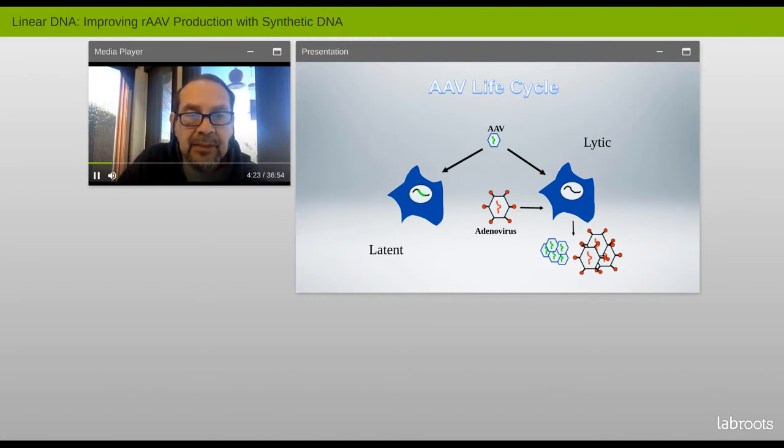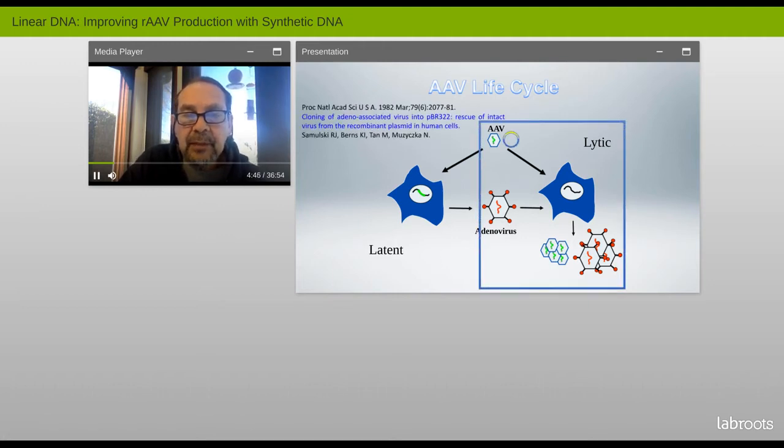However, if AAV infected a cell in the absence of adenovirus, as illustrated on the left-hand side, it would be genetic suicide, but instead the virus devised the method of latency where it could persist in a dormant state. However, if this cell was ever infected by adenovirus, you would see that it would re-enter the lytic life cycle and produce progeny.